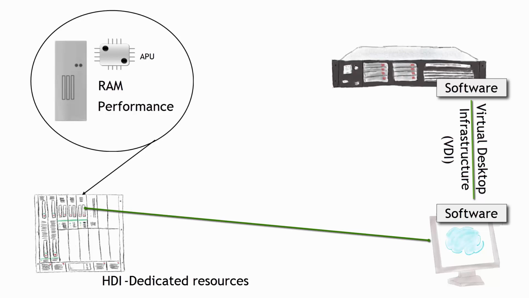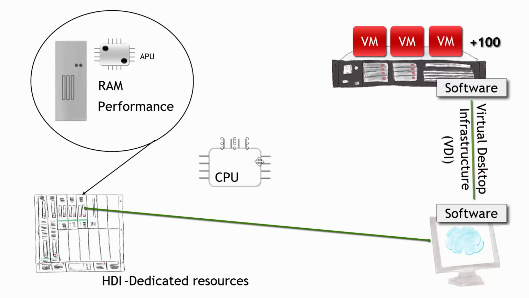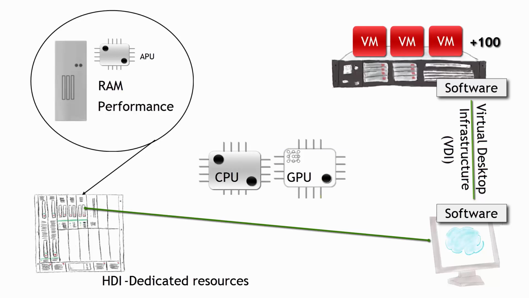Then you've got virtual desktop, or VDI. There you load software at the desktop unit. You have a server that has a bunch of virtual machines on it, plus 100. And then the resources, so let's go ahead and draw out the CPU and the GPU.